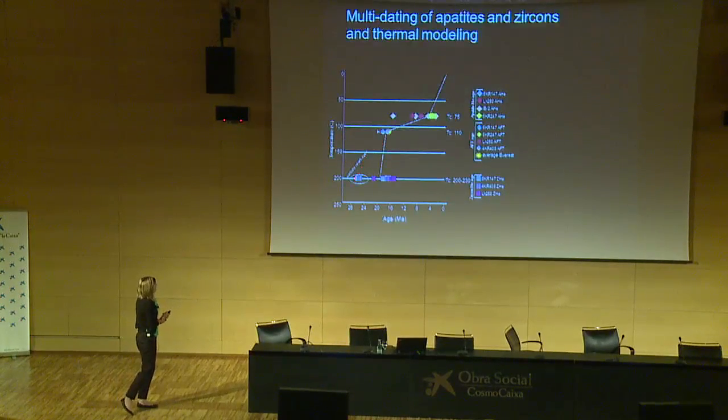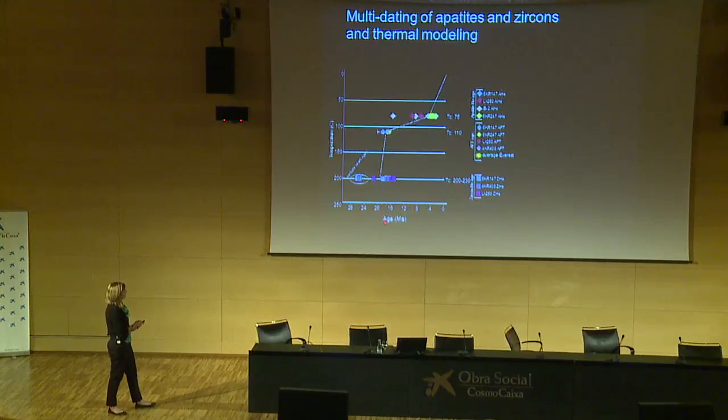So now this is a different way of plotting the data. Basically, you have age versus temperature, so I use different thermochronometers and assign a closure temperature. And this is showing you the same thing. It's almost like looking at an age elevation profile, but you have temperature on the y-axis. And it shows that all the samples underwent a very rapid episode of cooling at 16 Ma.